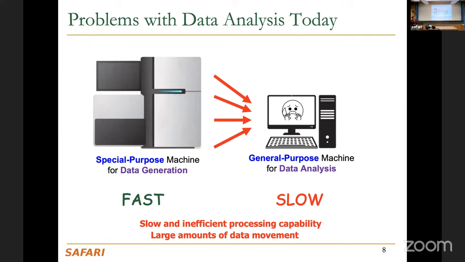So what we're trying to do nowadays is that we have these special purpose machines that generate data in a much faster way, but we're trying to solve the problems using general purpose machines that are really not designed to solve these important problems. You can see that this particular machine is extremely scared because it doesn't really know how to analyze that data, right? And the main problem here is that there's lots of data movement, especially for big data and important problems, which is not handled in the best way using these general purpose machines.